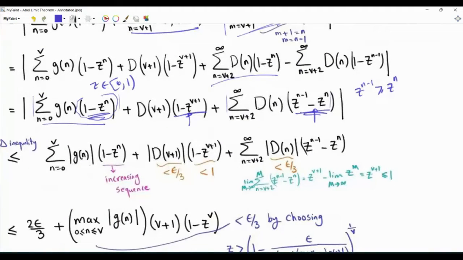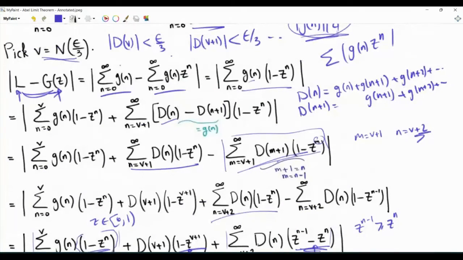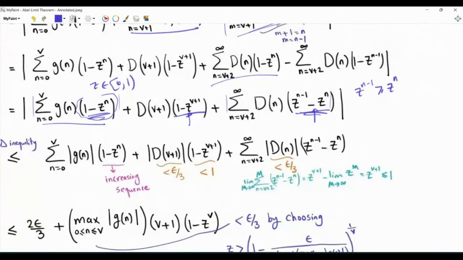So now let's upper bound the magnitude of the difference between L and g of z. Here, this term is upper bounded by 1, and because of our choice of V, the magnitude of d of V plus 1 is less than epsilon over 3. In this summation, the index n is V plus 2 or V plus 3 and so on, so the magnitude of d of n is again less than epsilon over 3, and we can upper bound by epsilon over 3 and take this outside.